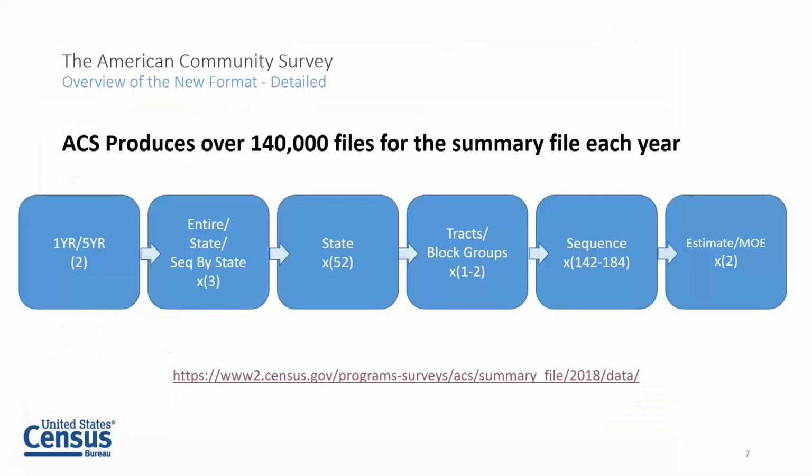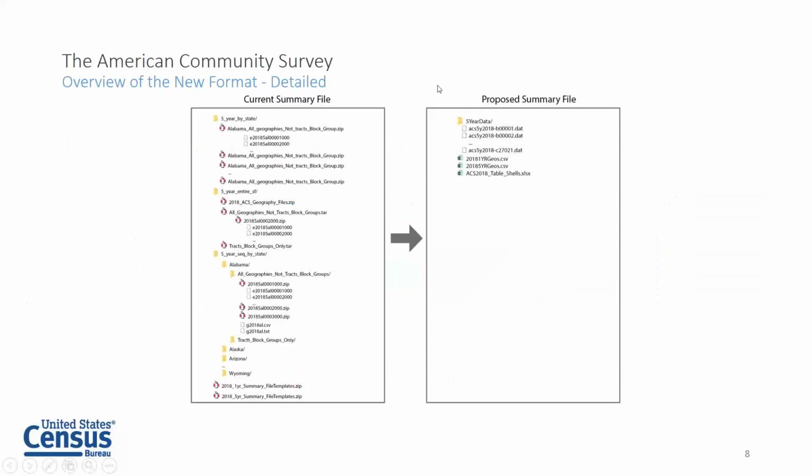Okay. So what would this new version look like? We have a little graphic here showing our current summary file. This is what we just looked at for 2018, and what it would look like in the new format. So 1 file per table in 1 folder. Right now we have, as you can see on the left, 5 year by state, entire summary file, sequence by state. This is just showing the details of those 5 year geographies.